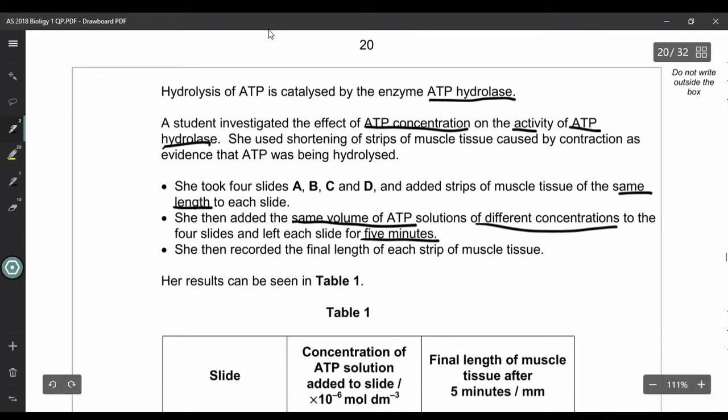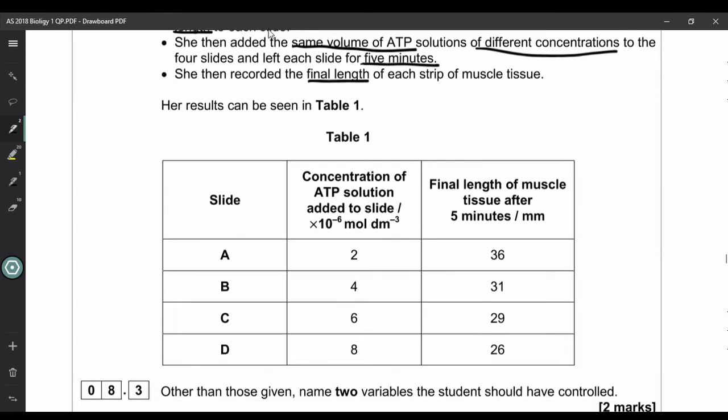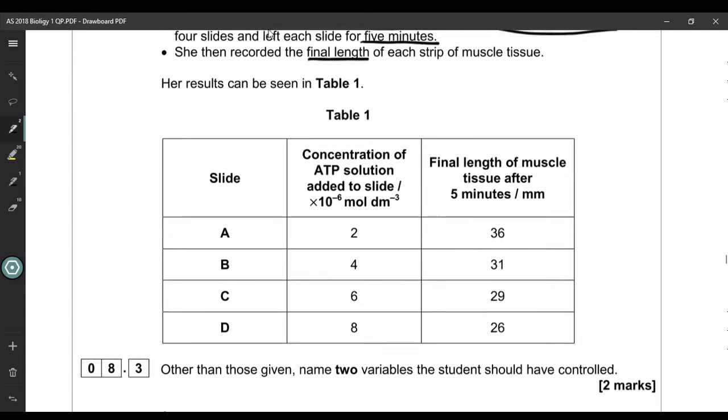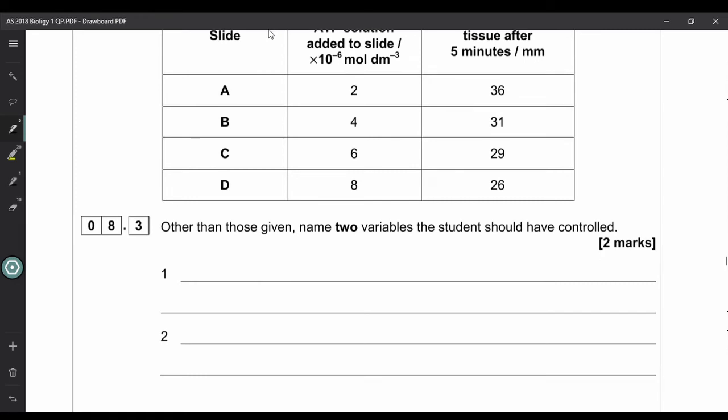She then recorded the final length of each strip of muscle tissue, and we've got the results there. So we can see that we've got different concentrations of ATP, and we've got the final length. It says, other than those given, name 2 variables the student should have controlled.